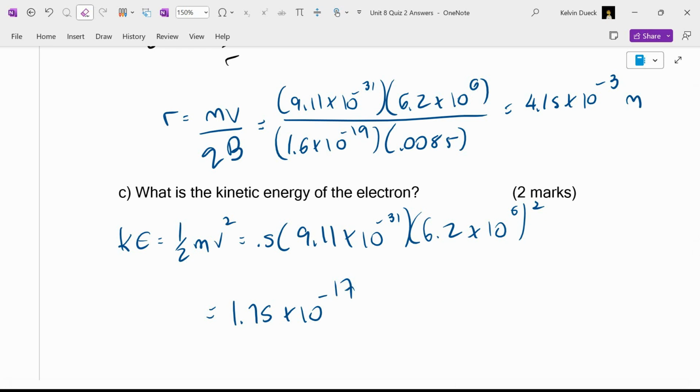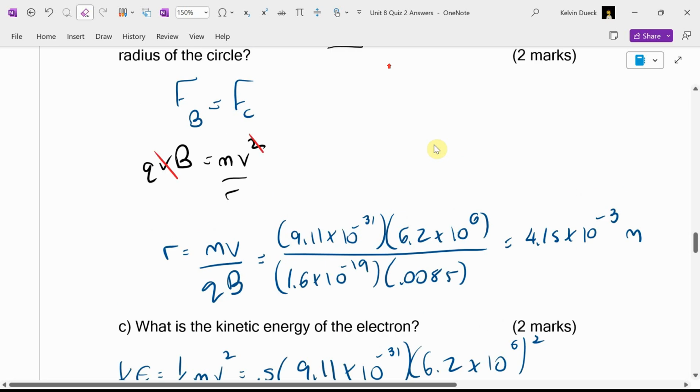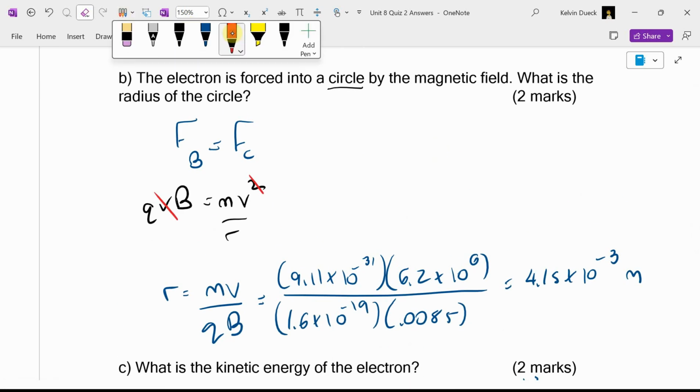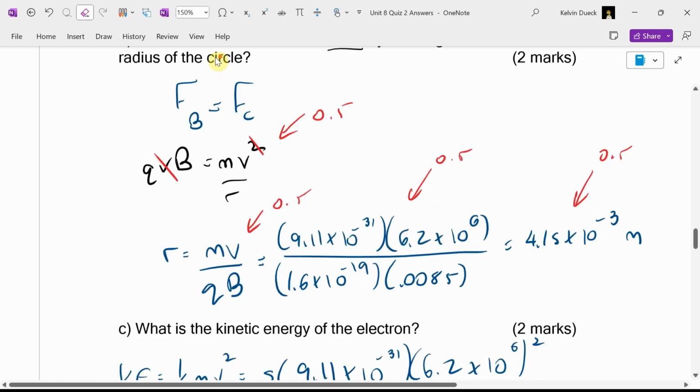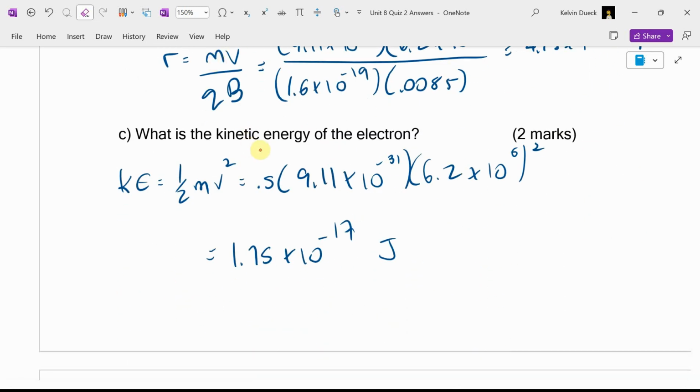Units, energy, joules. Okay. Oh, I forgot to do part marks for this previous one. I would probably go a half mark if I saw that, half mark if I saw that, half mark if I saw that, and a half mark for the answer. Here, I guess 1 mark if I saw that, half mark for that, and a half mark for the answer.